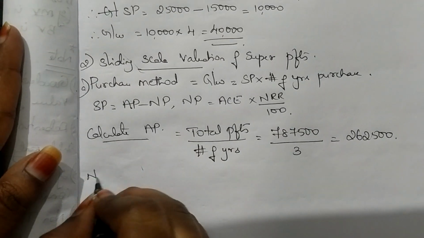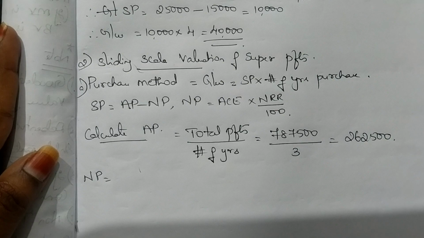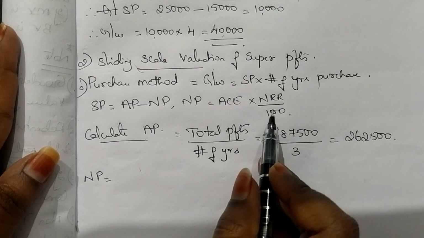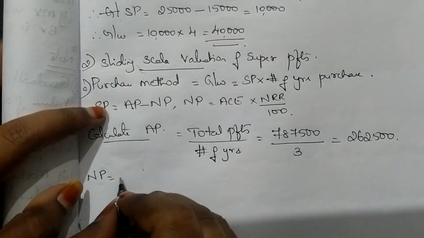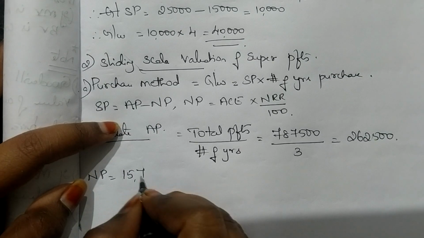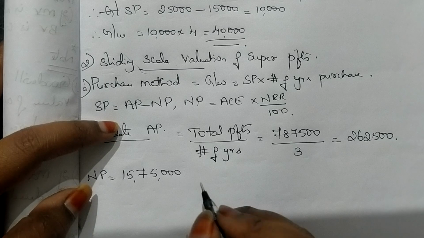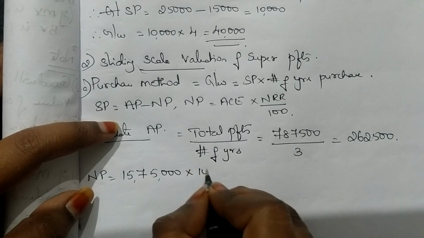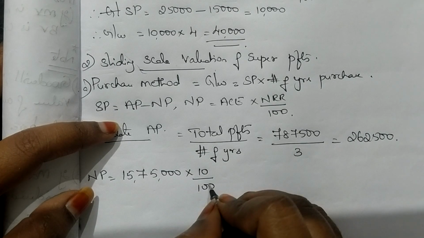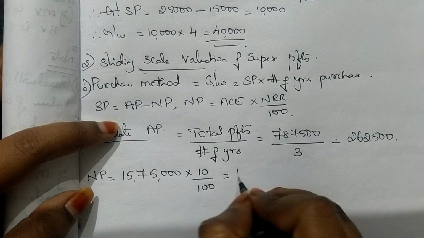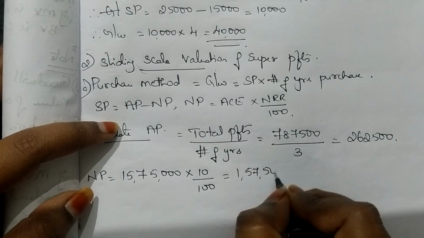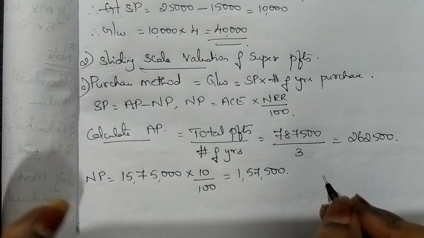Let us calculate your normal profit, which is your average capital employed into NRR divided by 100. Average capital employed, you don't do the calculation. They have directly given it as 15,75,000. Read the question properly. NRR is 10 divided by 100. So you get 1,57,500 as your normal profit.